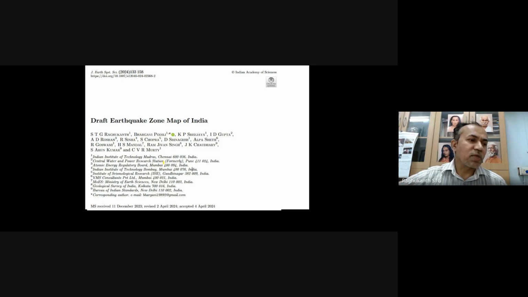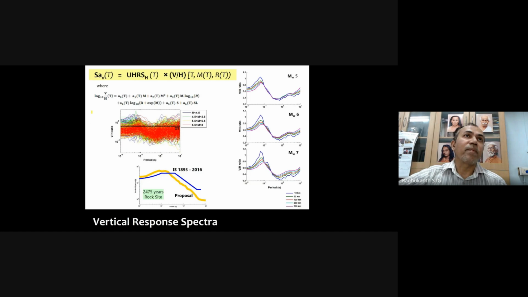That is the draft earthquake zone map. You can see what the methodology was, how we took decisions here, and what the problems were. So the whole committee wrote one paper and then published it in this journal. It is available online. So if you want to know more details, you can refer to this paper.